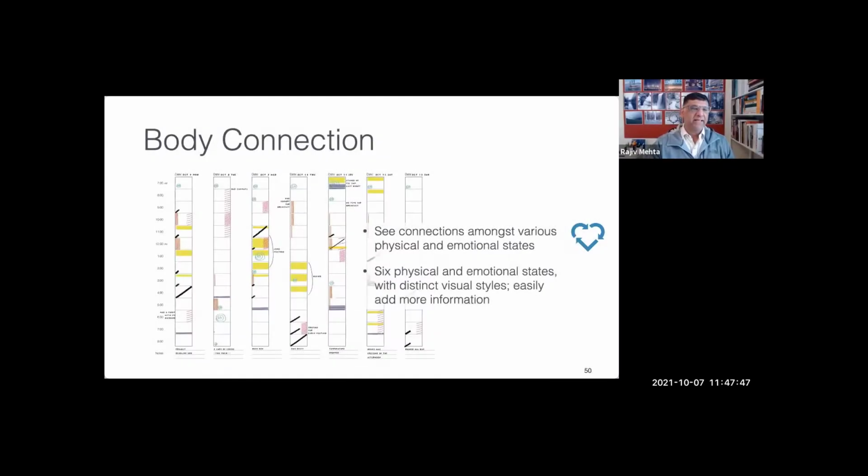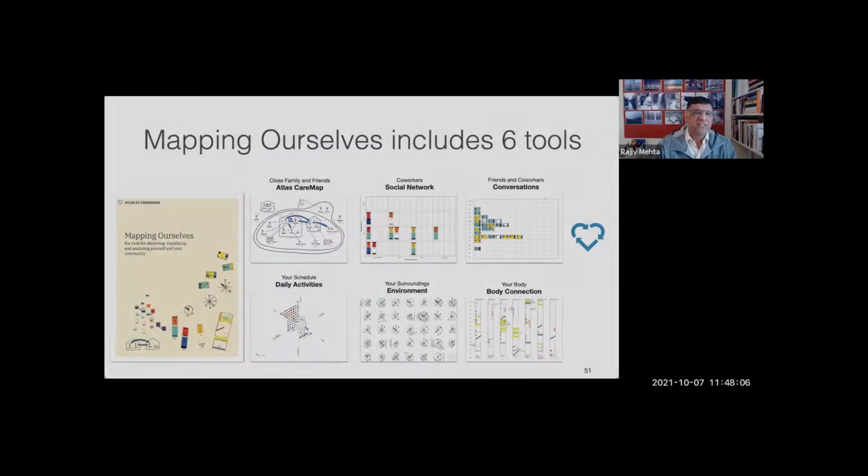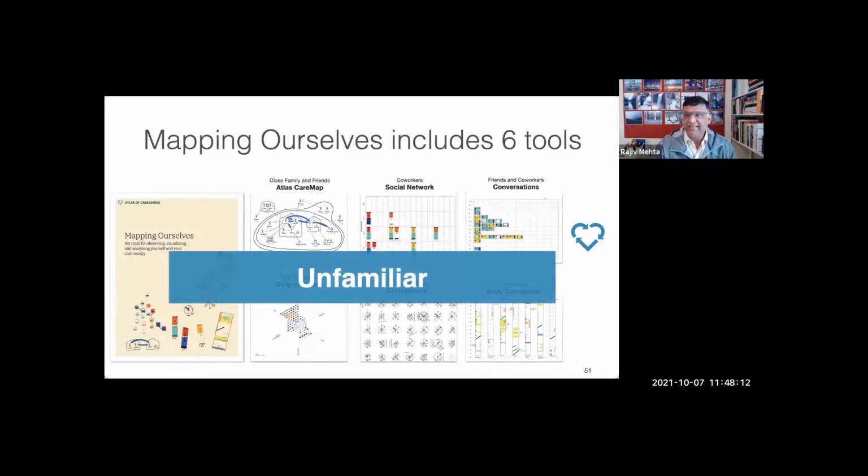This last tool, body connection, we start off with just giving you 6 physical, mental things to pay attention to over time. It's very easy to add different things, and it just gets you to appreciate how you change over the course of a day. And sometimes you can learn a lot from these. Just to say a couple of words more about these tools, they are unfamiliar. It takes some time to learn. There's no getting around that. On the other hand, once you learn them, you discover in retrospect that they're really simple. So you're getting accustomed to a new visual language, but it's not that hard.